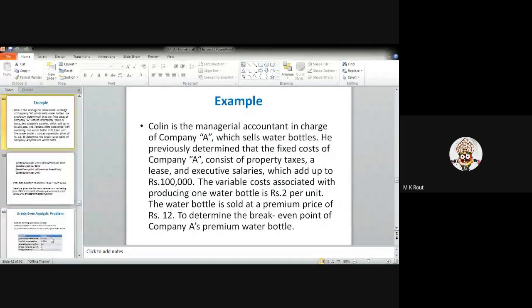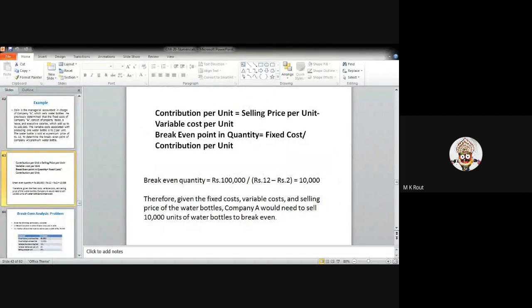I'll show the answers. This is the solution slide. As per the formula, contribution per unit equals selling price per unit minus variable cost. Here the selling price is 12 rupees and the variable cost per unit is 2 rupees, so that is 10. The break-even point in quantity equals fixed cost, rupees 1 lakh, divided by the contribution, that is 10. That equals 10,000. Is it clear? Yes, sir.